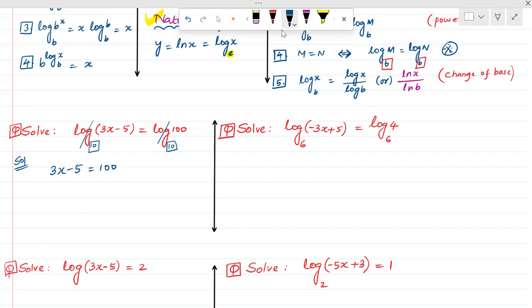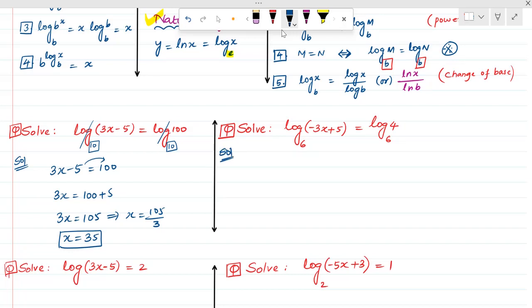Now it is a linear equation, and you can solve it. 3x equals, moving 5 here, 100 plus 5. It is 3x equals 105. x equals 105 over 3, which is 35. So x equals 35. This is the final answer.